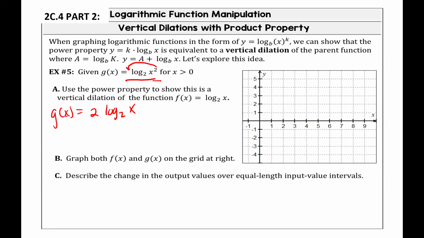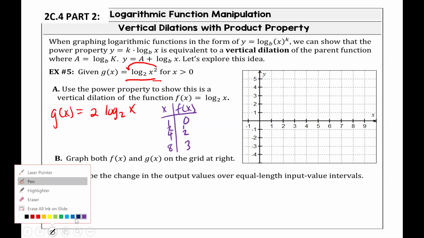Okay. So we're going to graph g of x. The first thing we're going to do is graph our parent function, which is log base 2 of x. I'm going to do a little table right here. For x, f of x, we're at 1, 0. Then 2, 1, 4, 2, 8, 3.